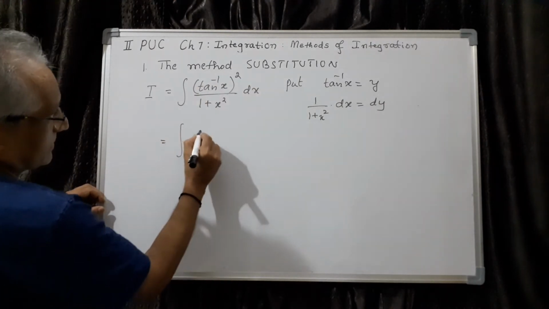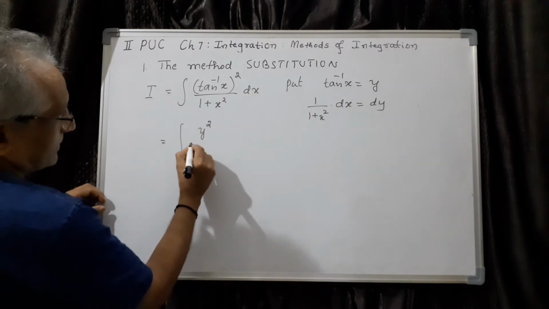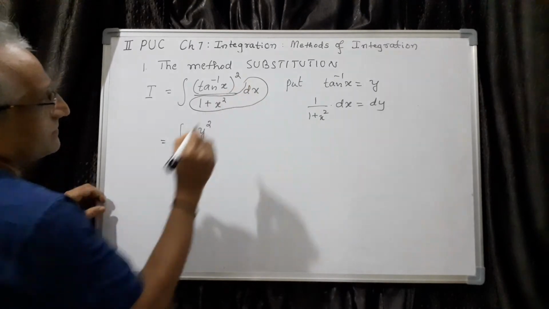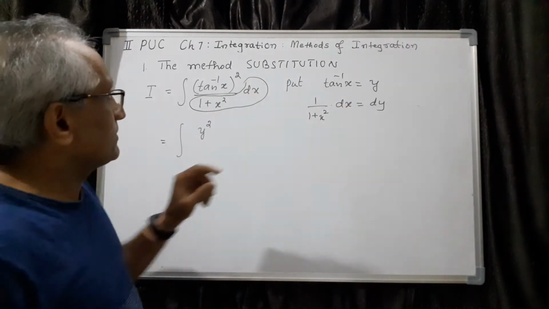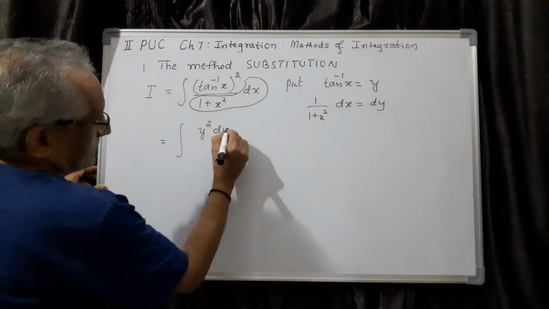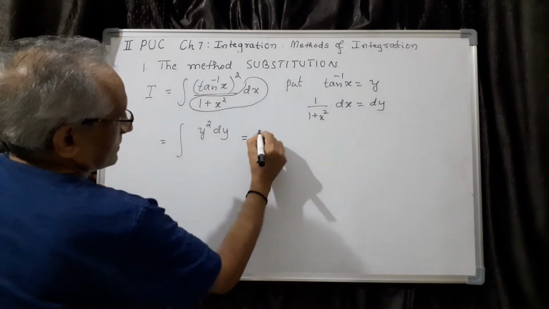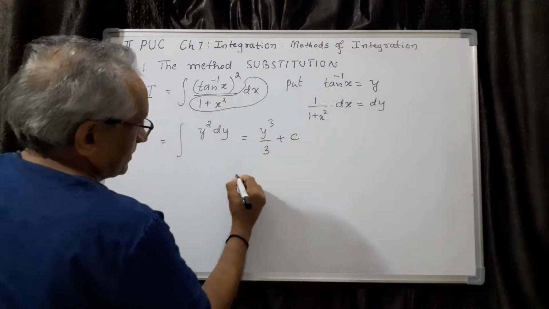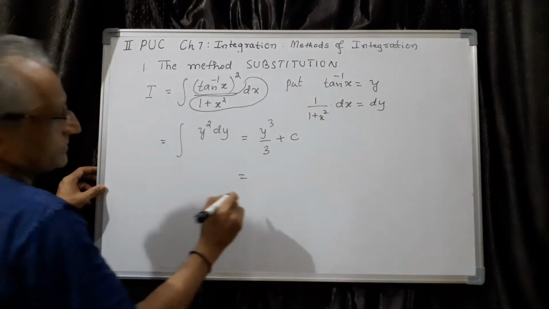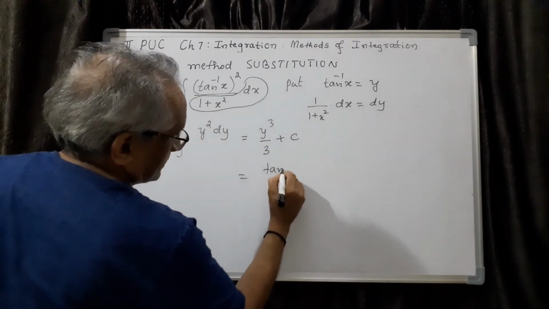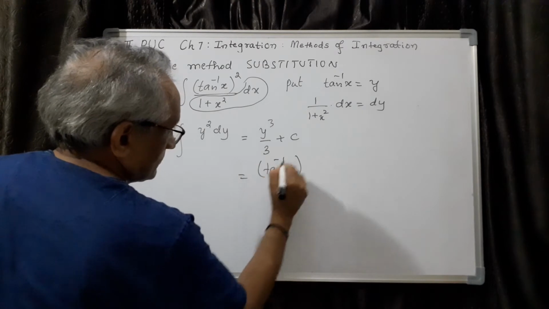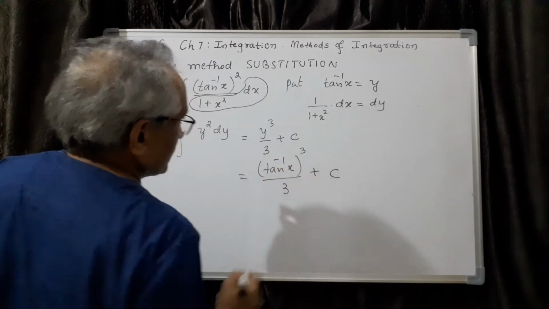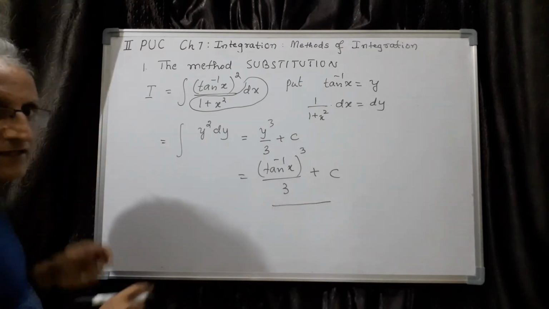So integration of y square, then this becomes dy, dx by 1 plus x square. So this is dy. So this is nothing but y cube divided by 3 plus c. But y is tan inverse x, so tan inverse x cube divided by 3 plus c is the answer. So this is the final answer.